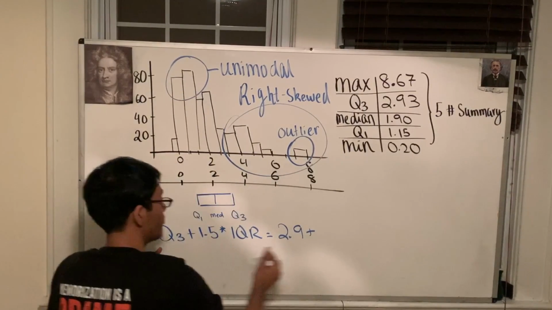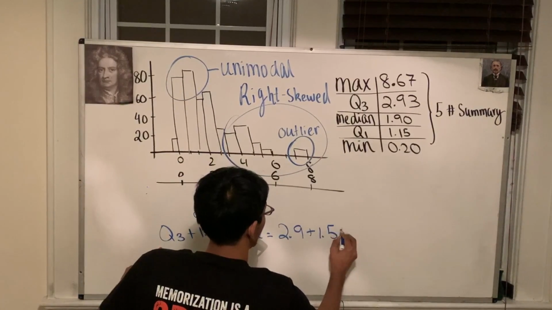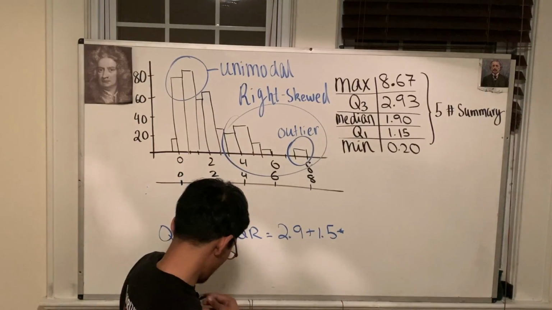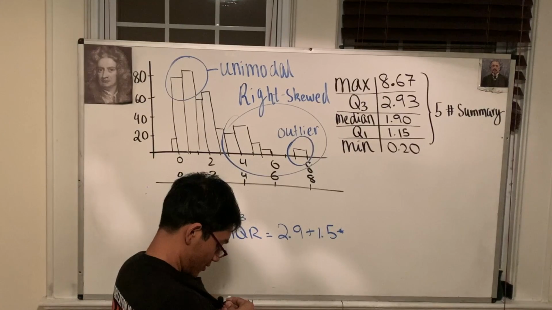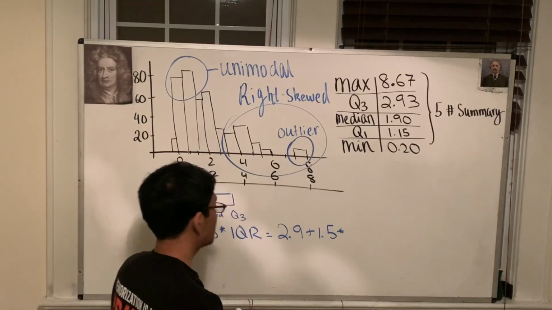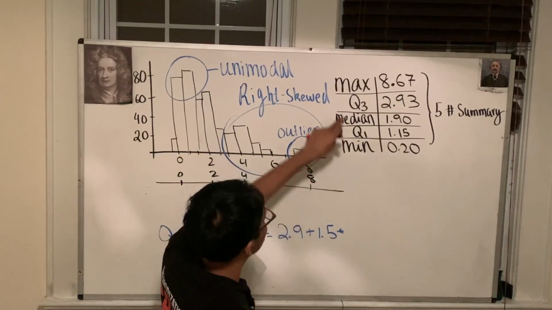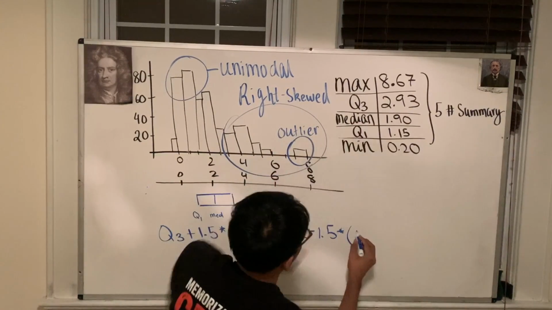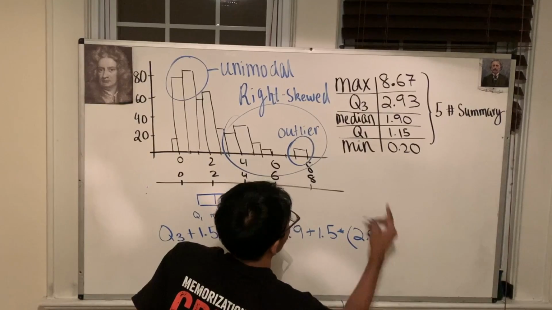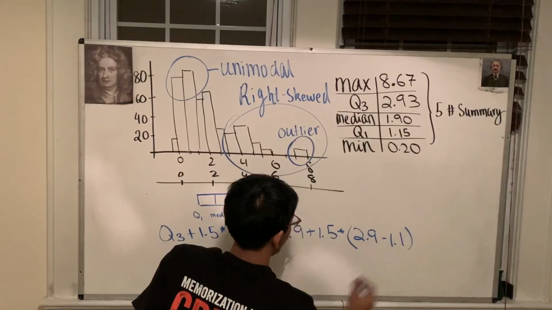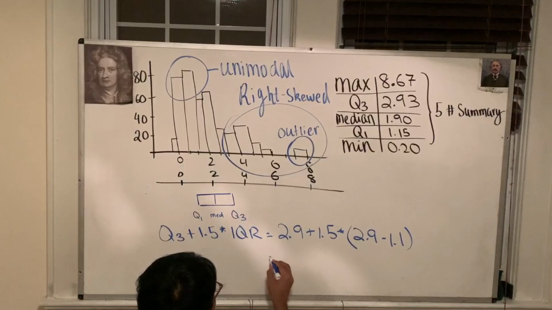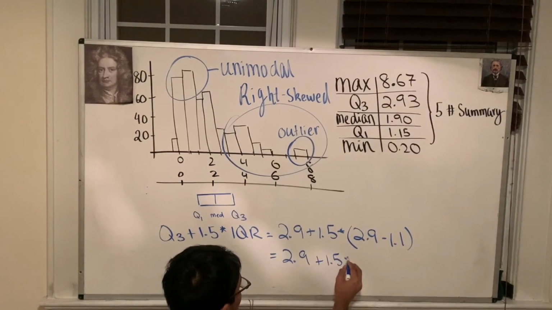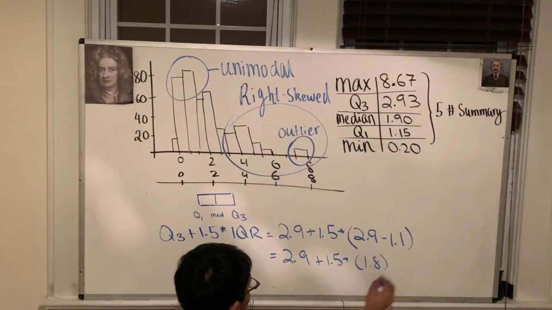And 1.5 times my interquartile range. What's my interquartile range? It's simply the difference between quartile 3 and quartile 1. So it's going to be quartile 3, 2.9, minus quartile 1, 1.1. So what's my upper fence going to be? It's going to be 2.9 plus 1.5 times 1.8.